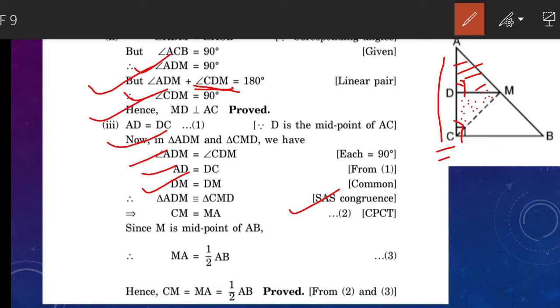Since these two triangles are congruent, that is ADM is congruent to CDM, we can say CM and MA are equal. And M is the midpoint. So we can write MA is equal to half of AB. Since M is a midpoint, AM is equal to half of the full side AB. And from relations 2 and 3, we can write that CM is equal to MA is equal to half of AB. So our third part is proved.